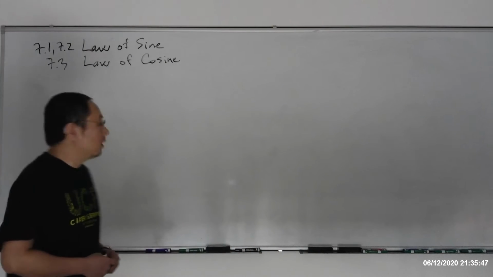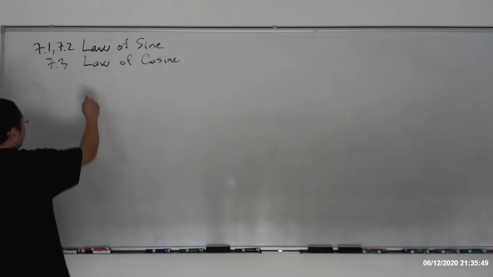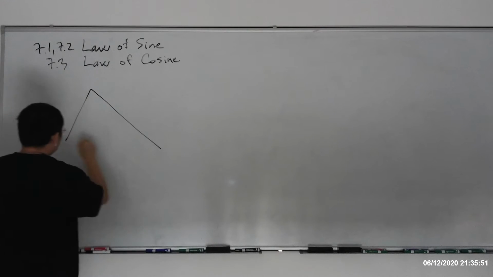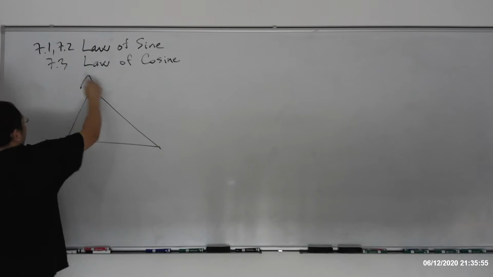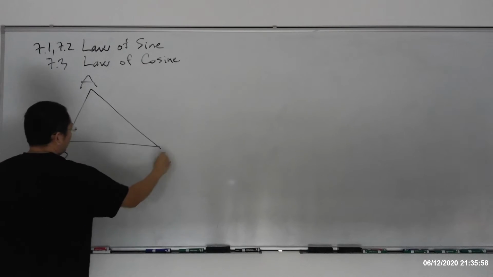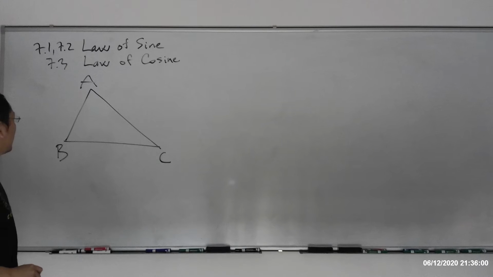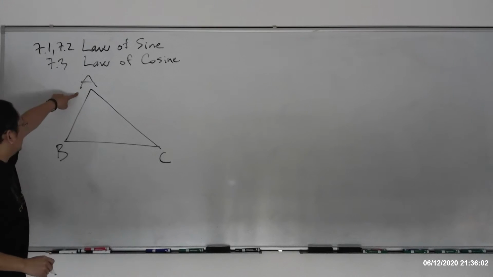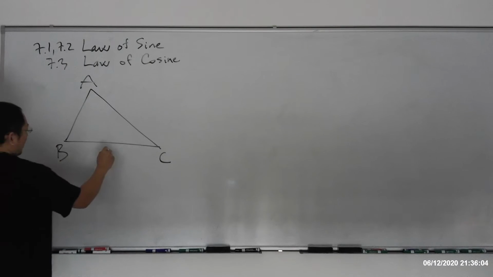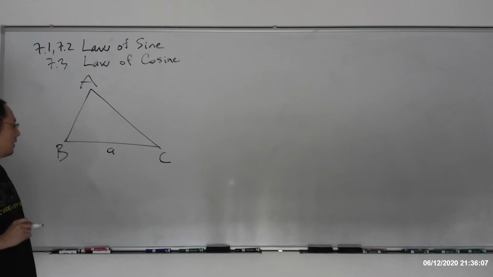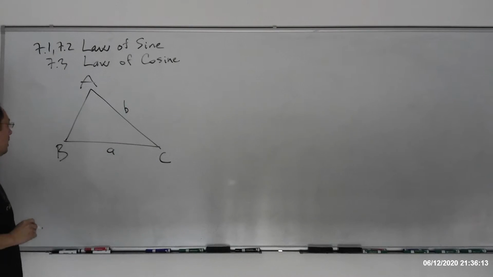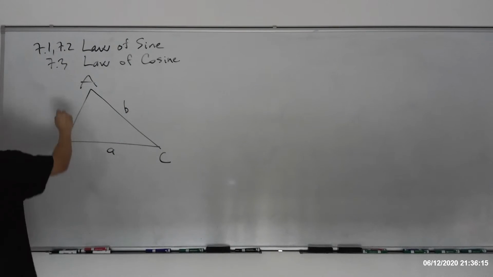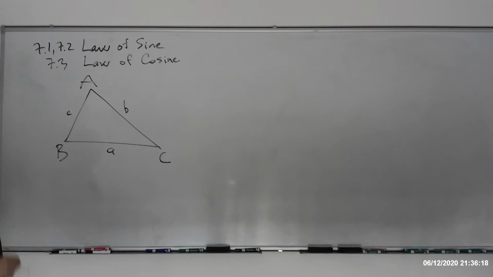Alright, so we're going to start with a triangle. To make it easy to work with the triangle, let me label this triangle A, B, C, the three vertices of the triangle. Opposite of the angle A is side BC with the length little a. So the side a is opposite of the angle big A. Similarly, length little b is opposite of the angle B, and little c is opposite of the big angle C.